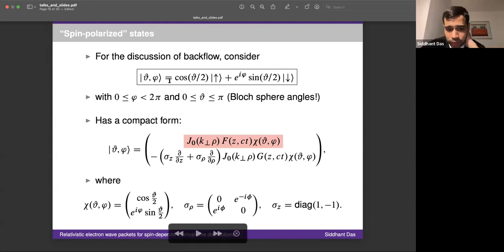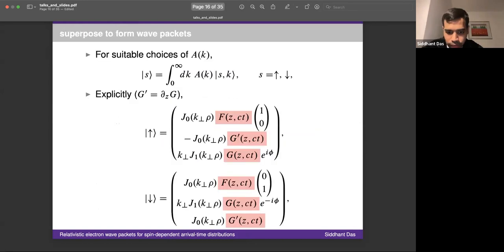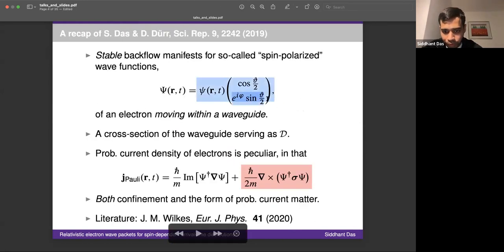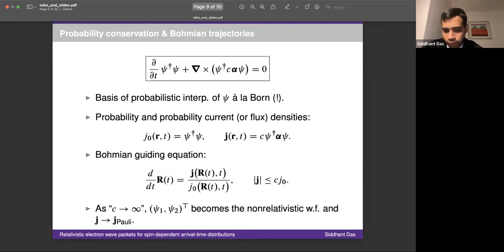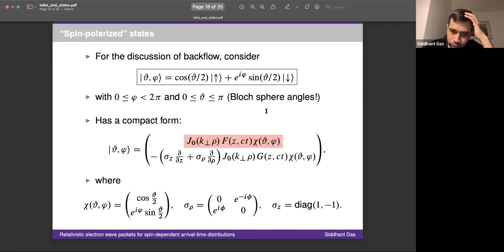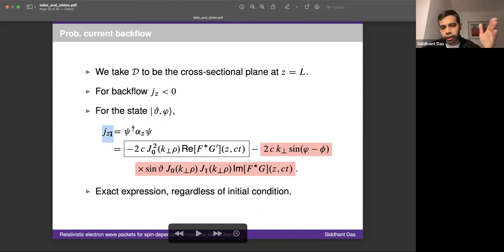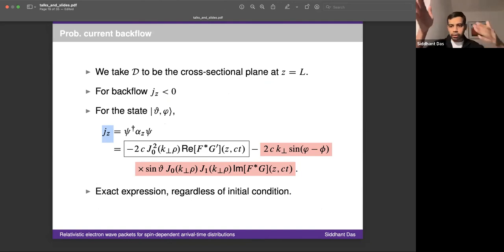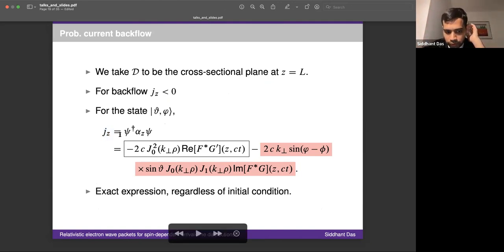Exactly. So in order to discuss backflow, I took a further superposition of these kind of states, this up and down. You can say this state has an explicit form which looks like this. What's highlighted in red are the two upper components of the solution. And they exactly look like our spin polarized wave function from the non-relativistic treatment. So we are in good shape because we know that in the non-relativistic limit, the lower components will disappear, and that's good news. Now, to discuss backflow, I just computed the component of the current which is parallel to the tube, which means the one perpendicular to the cross section of the tube, the Z component of the current, which is given by this.